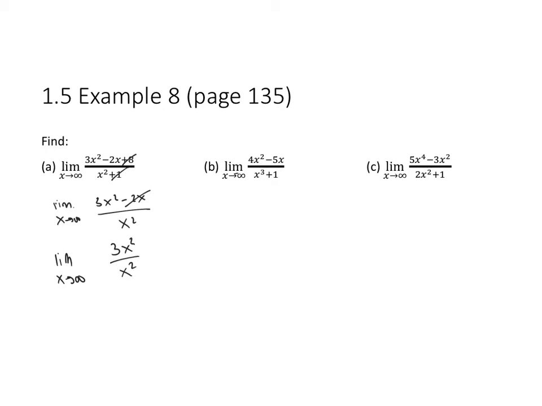Now if we have a million squared over a million squared, those will cancel out as well. And the limit as this function goes to infinity is just 3. Now this might seem like a difficult concept, but I think it will make more sense as we keep going.